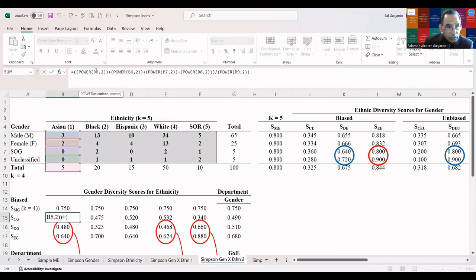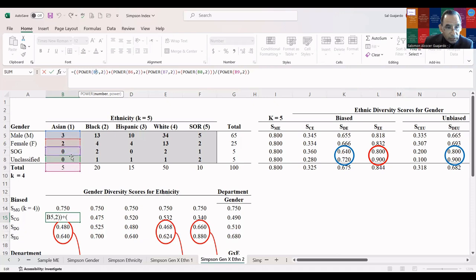I have to go through each cell by column. So it's going to be 3 times 3, which, if I use the power function, is POWER(B5, 2) for the Asian males, plus B6, the POWER(B6, 2). So that's going to be 2 times 2. And I do that for each cell in the column.